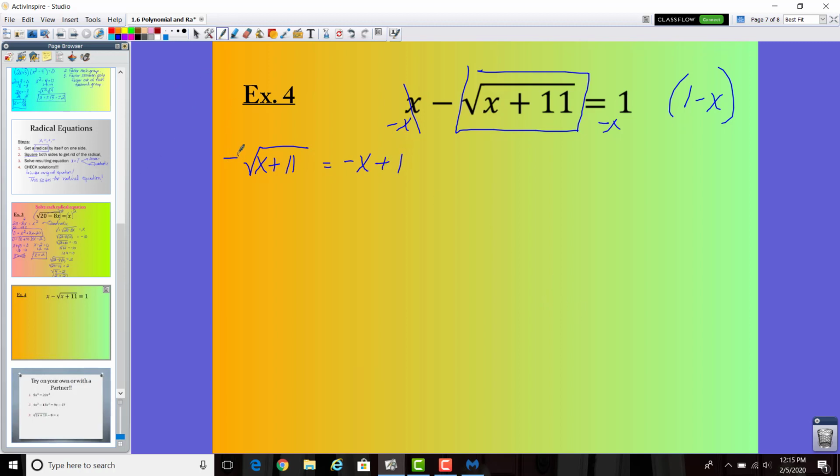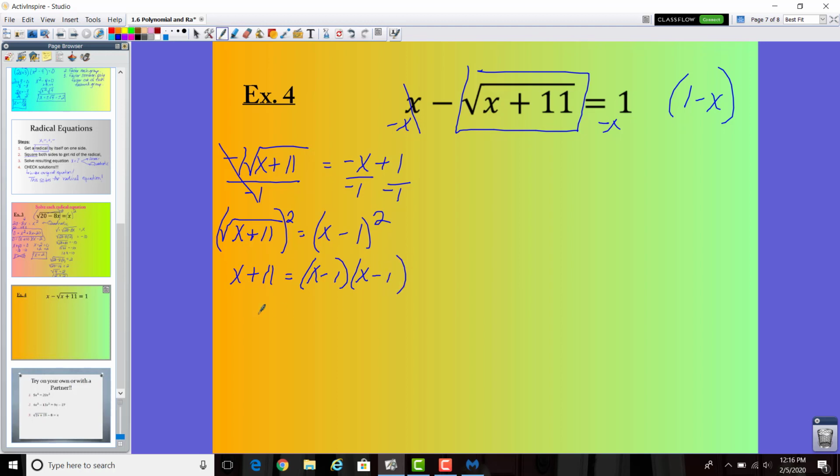This negative right here means there's a negative 1 that is a multiplier, so I need to divide by negative 1. So I get the square root of x plus 11 equals x minus 1. Now my radical's alone. Now I can square it, and I will square the difference of x minus 1. Squaring a square root makes that square root disappear, and when I square a difference, I have to multiply that difference by itself. So I get x plus 11 equals x squared minus 2x plus 1.